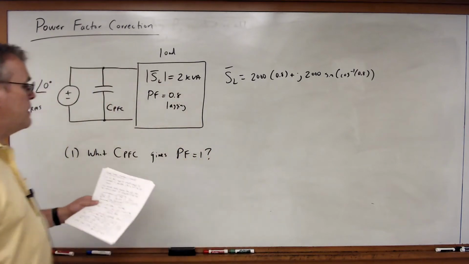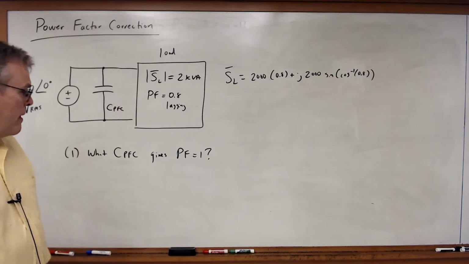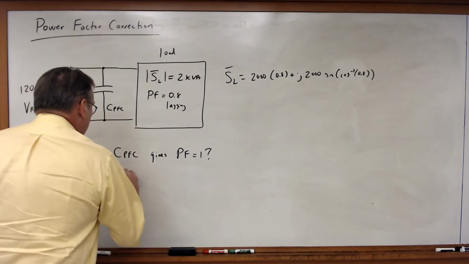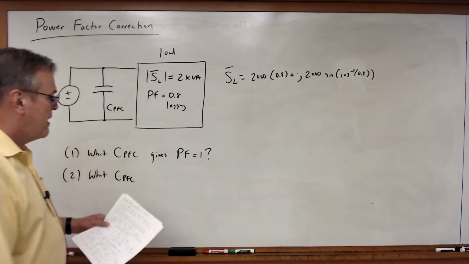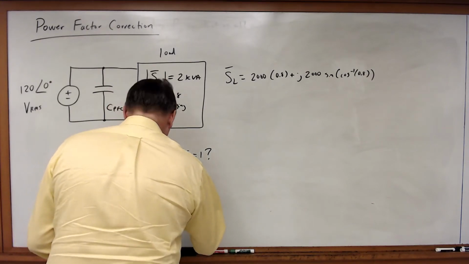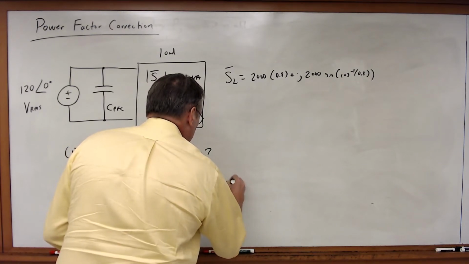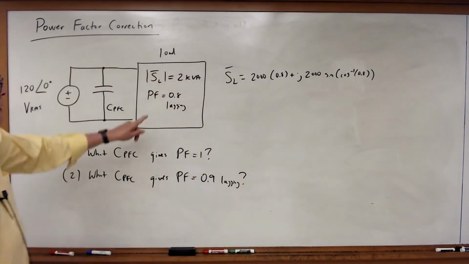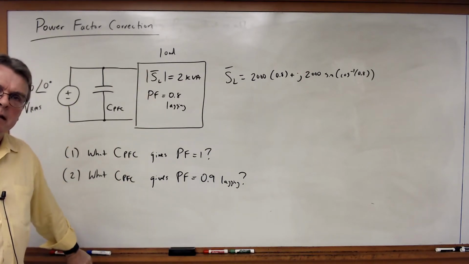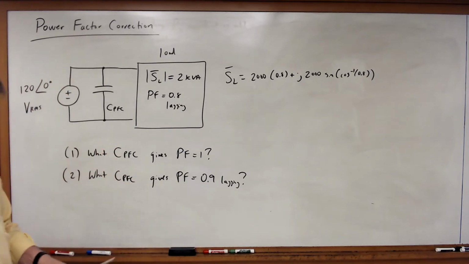So just as we've already been seeing here, what value gives us a power factor correction of unity? But I also want to ask the second question. What value of power factor correction gives a power factor of 0.9 lagging? In other words, what if I want to improve the power factor? I want to increase it, but I don't need it to go all the way to unity. Can I actually calculate that? Well, let's go through and calculate both these.